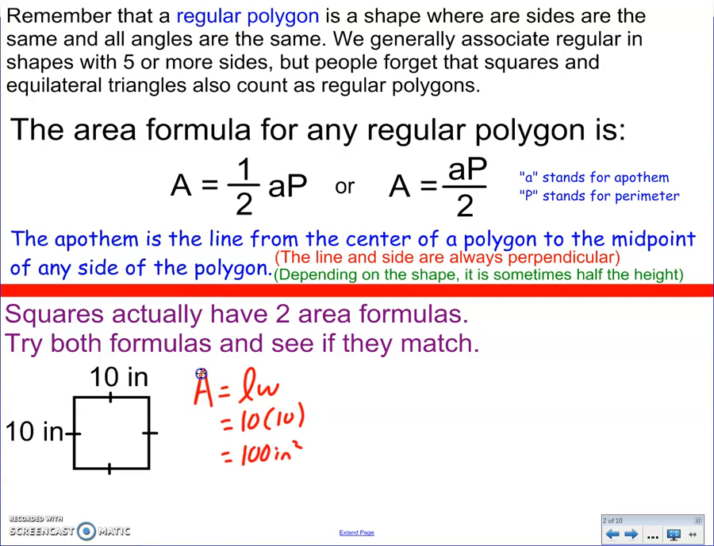What about this new formula? It says area equals a times p over 2. If I fill that in, the apothem is the middle of the shape to the midpoint of one of the sides. Because this is parallel to the other side, this is 5, half of that. So my apothem is 5. My perimeter, 10 plus 10 plus 10 plus 10, or 10 times 4, is 40, all over 2. So then that gives me 200 over 2, which is 100 inches squared. Same answer. So this formula works.